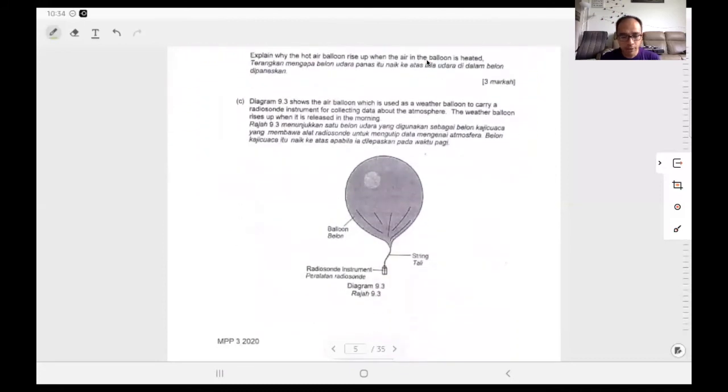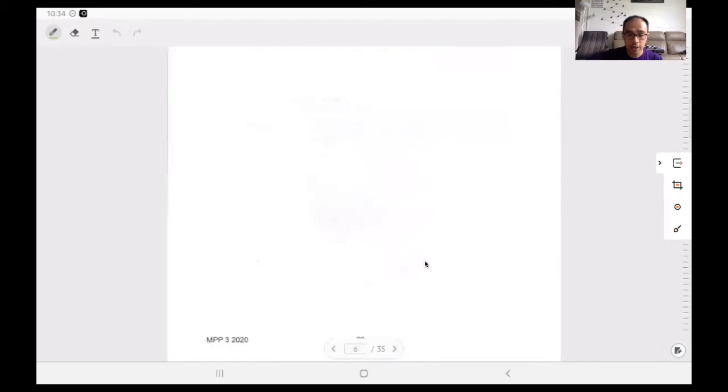Okay, so diagram 9.3, this is interesting. It's an interesting question, which is used as a weather balloon to carry a radio sonde. I don't know how to pronounce this. Anyway, this is a radio sonde that collects data about the atmosphere. So it's a weather balloon and it rises up when it is released in the morning.